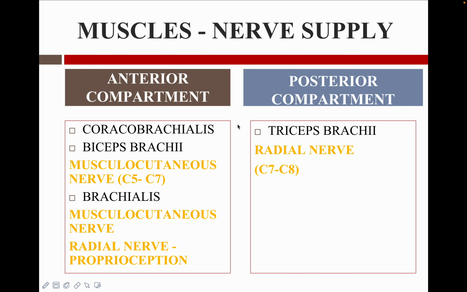If we talk about the anterior compartment, the entire anterior compartment is supplied by the musculocutaneous nerve, whose root values are C5 and C7. Only the brachialis receives fibers from the radial nerve as well for proprioception. The entire posterior compartment is supplied by the branches of the radial nerve. The root values are C7 and C8. Triceps means that this muscle has 3 heads of origin, so each head receives a separate branch of the radial nerve.